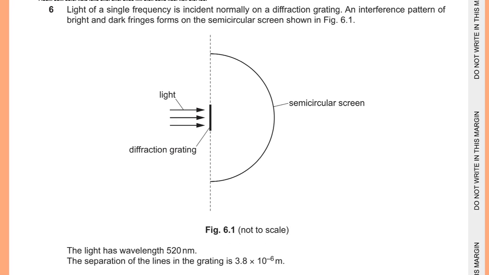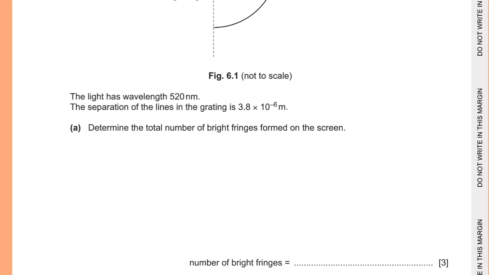Let's look at this question. Light of a single frequency is incident normally on a diffraction grating. An interference pattern of bright and dark fringes forms on the semicircular screen in 6.1. The wavelength is given, the separation of lines is given, and you have to find the total number of bright fringes formed on the screen.